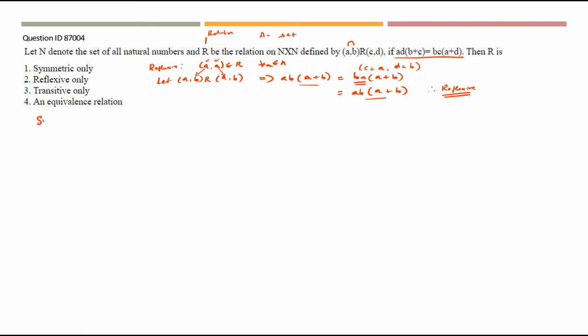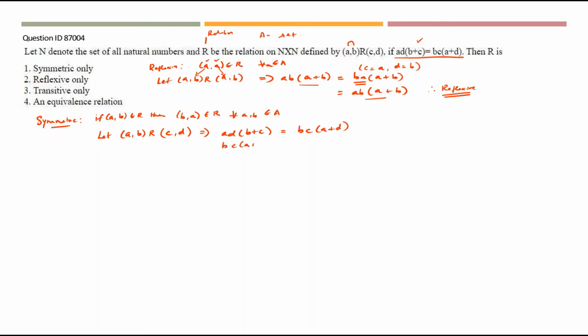Now we will check for symmetric property. For symmetric, we have if (a, b) belongs to R, then (b, a) also belongs to R, for all (a, b) that belongs to the set A. So let us take it as, let (a, b) relation (c, d). Use the same equation here, ad into (b plus c), which is equal to bc into (a plus d). Now just bring left hand side to the right hand side and right hand side to the left hand side.